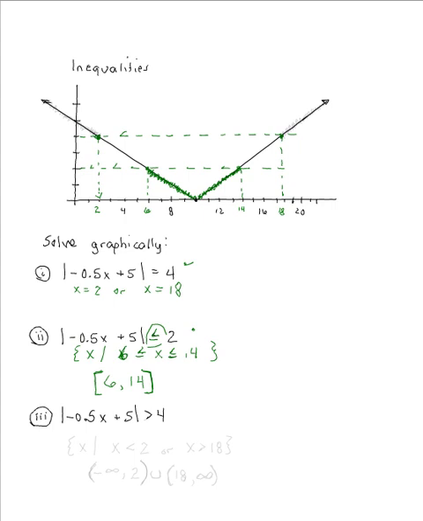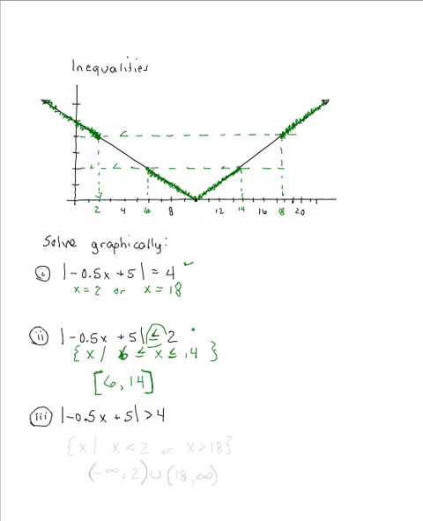Lastly, we want to take a look at a different inequality. Here, absolute value of negative 0.5x plus 5 is greater than 4. Luckily, from the first example, we know that it equaled 4 at 2 and at 18. We want to know when is it greater than, meaning we want to know when is the function above. Well, the function f of x is above that value 4 at all values to the left of 2. It happens again at 18. It would include all values to the right of 18.